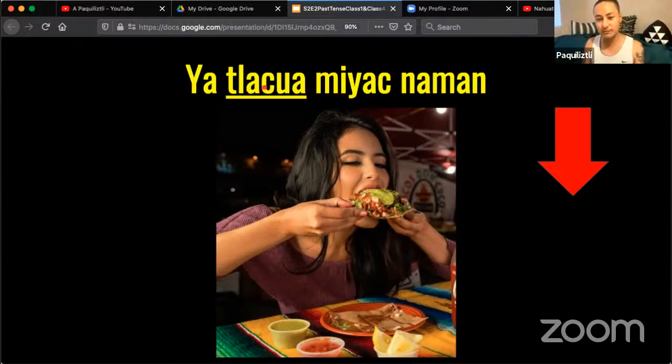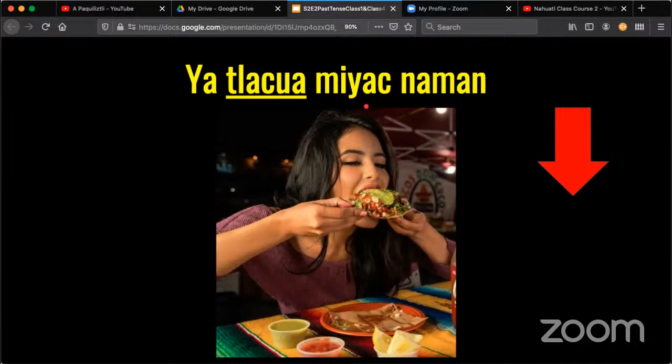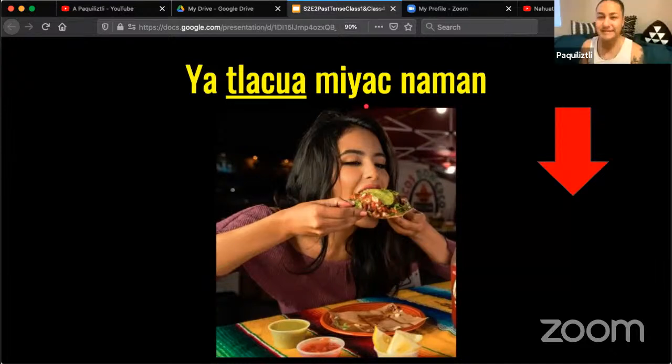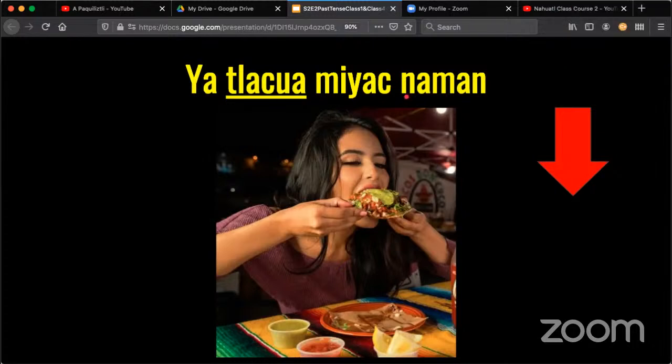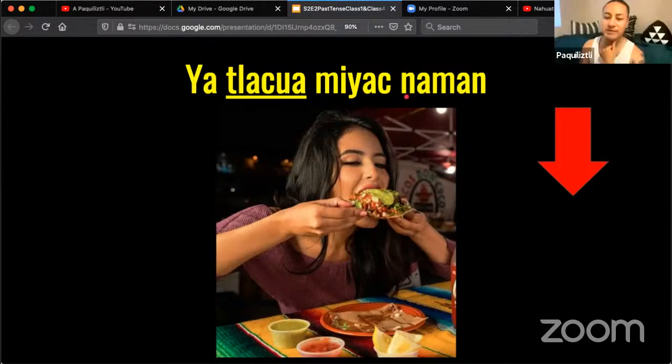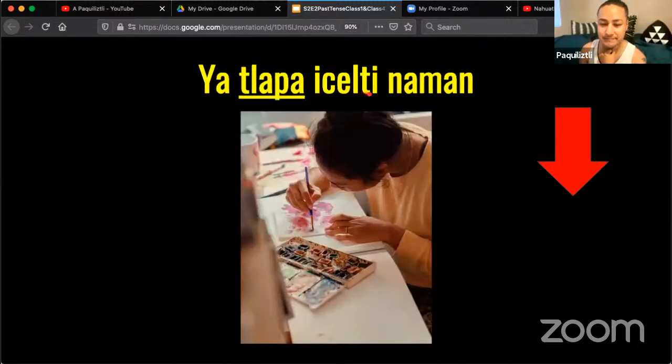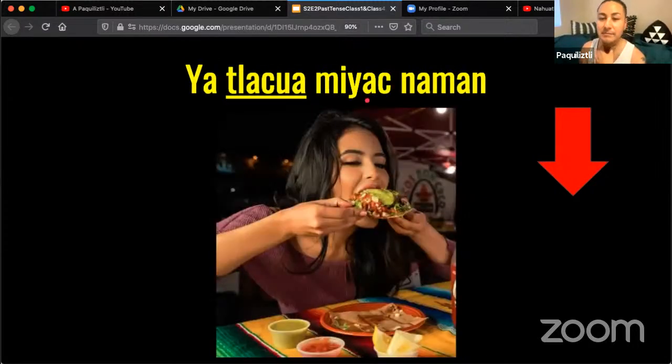Does anyone know what, well, you probably can figure out what tlaqua means, but does anyone know what miak means? So tlaqua is a verb, right? Tlaqua? Kena, tlaqua. Eats. Ya tlaqua. Miak. Miak, she eats alone? Alone would be iselti. Oh, okay. But this one is miak.